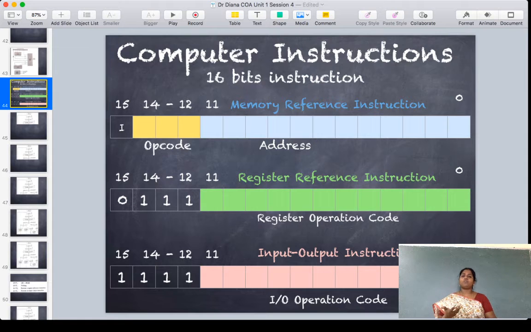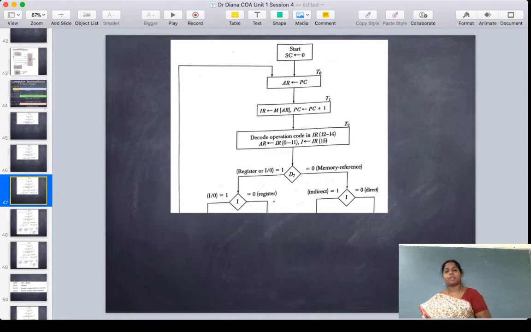And in the case of D7 being 1, or bits 12 to 14 set to 1, then if bit I is 0, it infers a register reference instruction. And if bit I is 1, it becomes an IO operation or an IO instruction. So the next thing I look into is the bit I. When D7 is 0 and I is 0, it is direct memory access. When D7 is 0 and I is 1, it becomes indirect memory access. Both of them are memory reference instructions because D7 is 0.